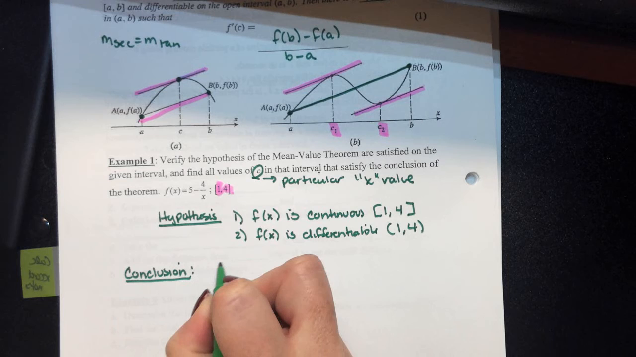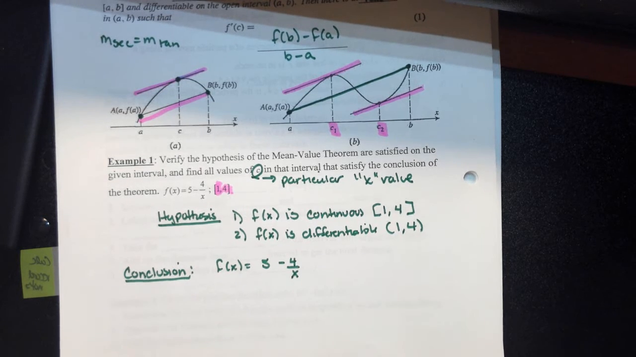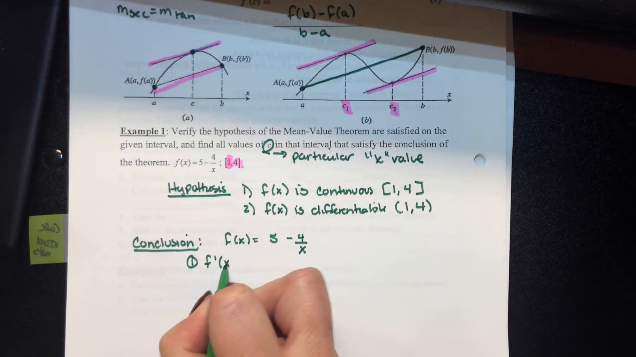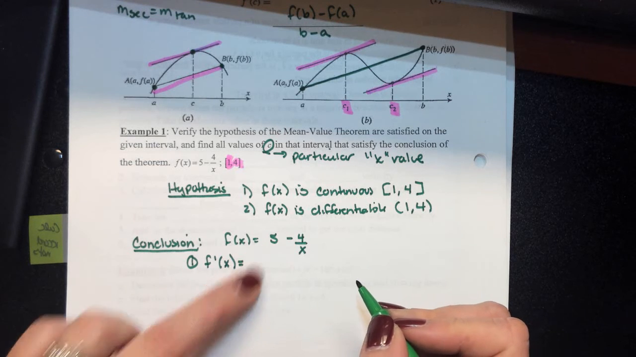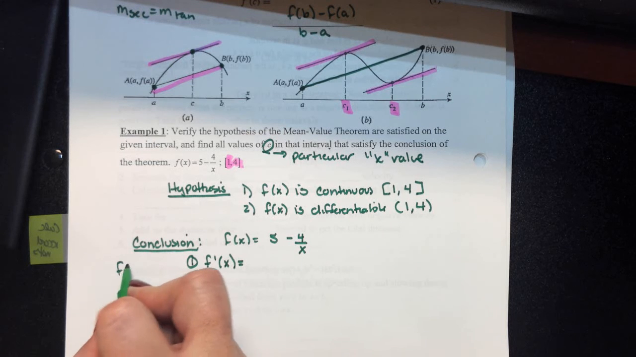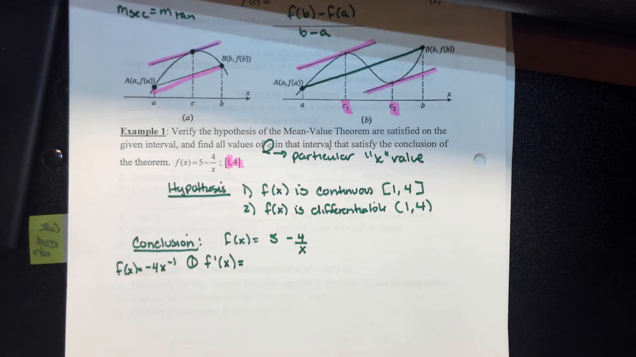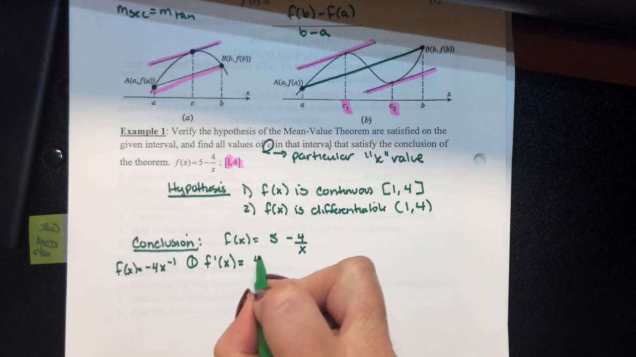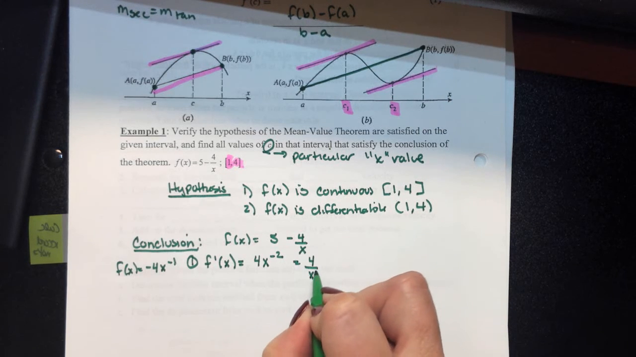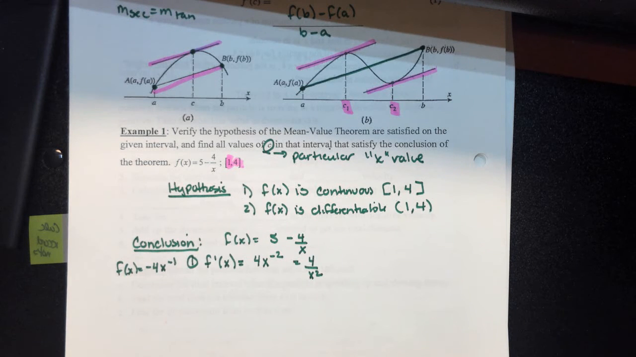So the conclusion. First of all, f of x is 5 minus 4 over x. So your first step is you're going to find the derivative of f of x, which again we know is slope. So the derivative of 5 is 0. Then we can differentiate negative 4 over x. We could rewrite f of x as 5 minus 4x to the negative first. So when I use my power rule, that's going to give me 4x to the negative second, or 4 over x squared. Now remember, we're trying to solve for a particular c. We're trying to solve for a particular x value.